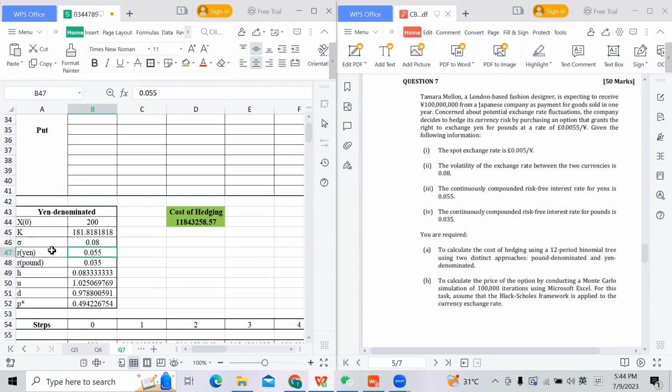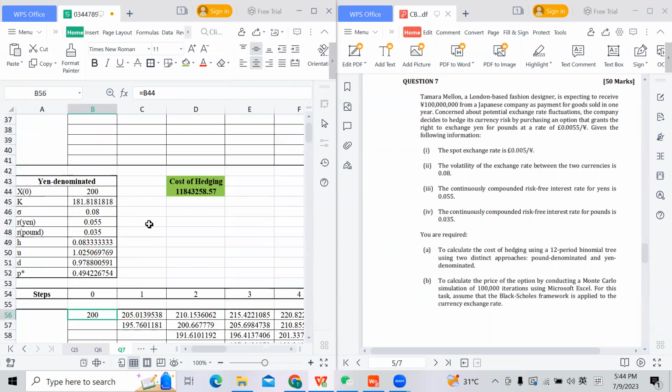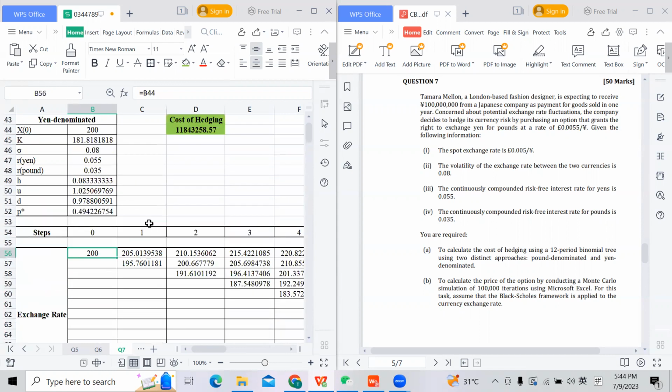And then for this part, we need to pay attention because now the rate of domestic is yen already. So here the rate of domestic and the rate of the foreign is different. So the H, U, D, P star will all be different. Yeah, but the method is still the same, just the value is different. Okay, so after that, same as to find the exchange rate in the pound denominator. So yeah, the formula is all the same, is finding the SUSD.